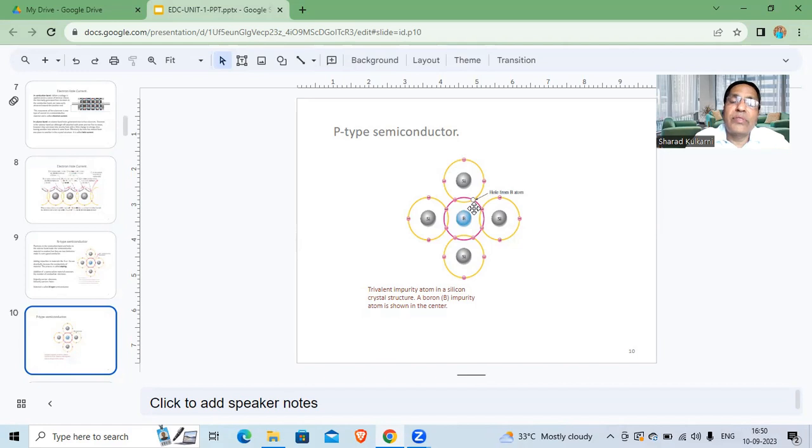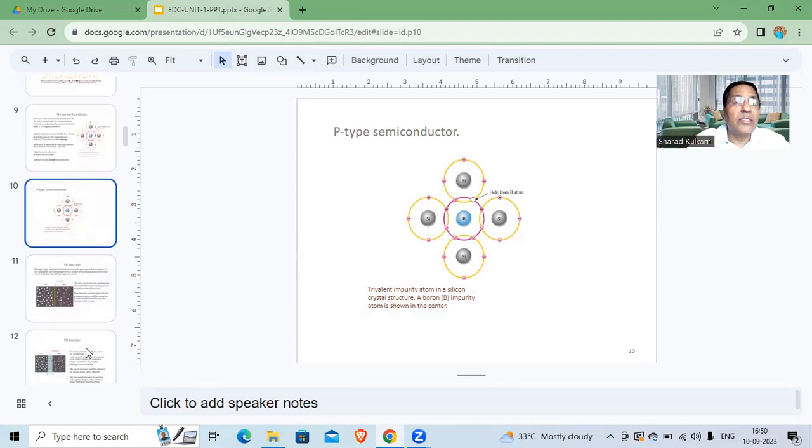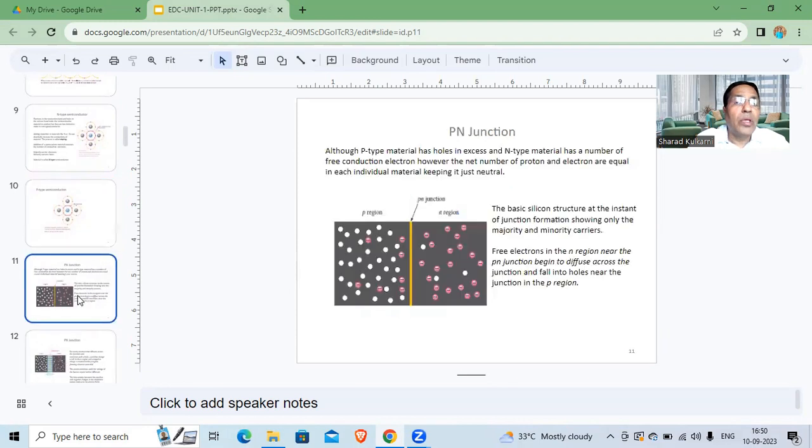Like that, if you add plenty of trivalent metallic impurity, that results in plenty of holes in the valence band. And the conductivity of the semiconductor is improved by adding a trivalent metallic impurity. We have seen 2 types of impure semiconductors, that is the N-type and P-type. Now let us come to the topic, that is the open circuited PN junction.